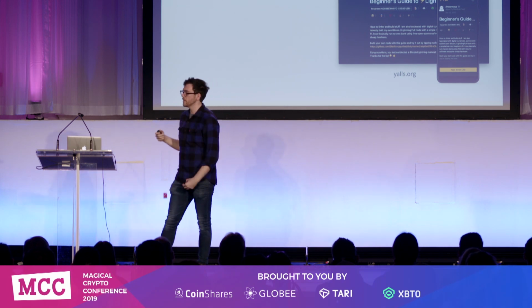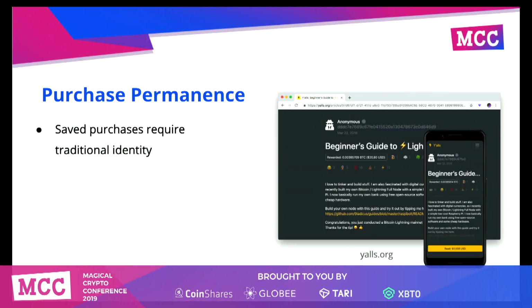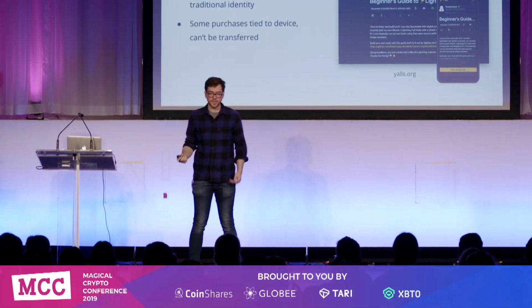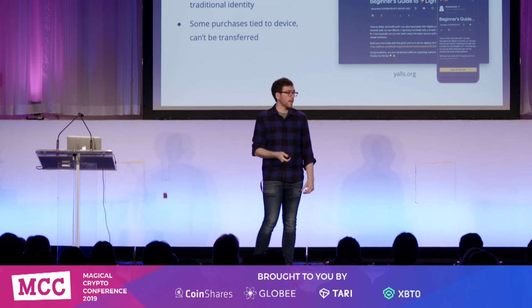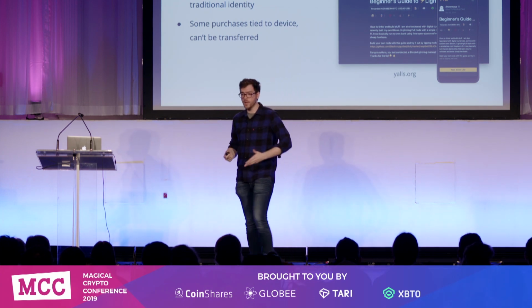Another kind of interesting thing that has come out of using Lightning on the web is this variable purchase permanence. So if you want to buy something and have it saved, you have to have a traditional login. That's pretty normal, like a username and password or logging in with some service. But a lot of purchases are so small that they just tie it to the device, and there is no way to get it back. So here you can see yells.org. I bought an article on my desktop, and when I went to open it on my mobile app, I got hit with the paywall again.